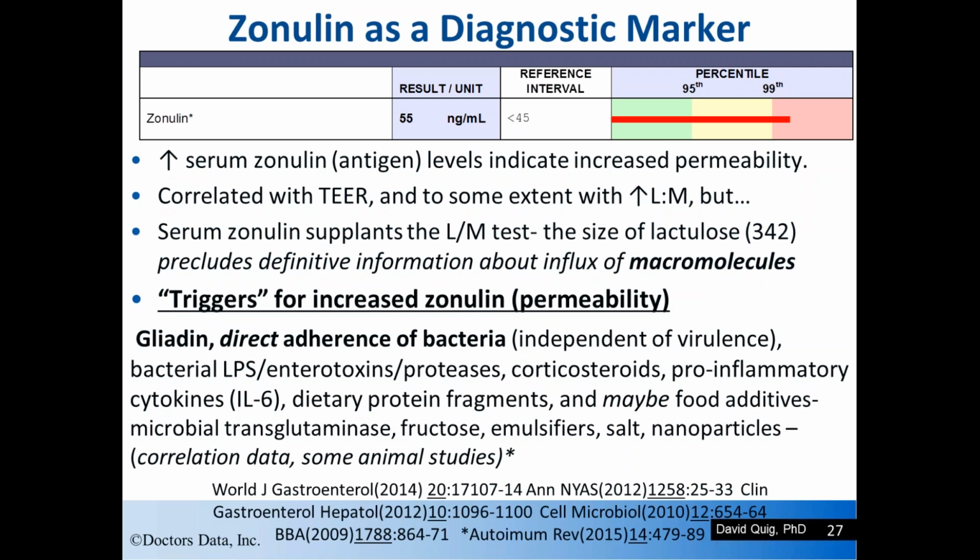And I say maybe because to date, evidence to suggest that these are true triggers only comes from epidemiological studies and some scant data from animal studies. This is a brand new area of research, and surely we'll be hearing about other triggers for activating the zonulin pathway very shortly.